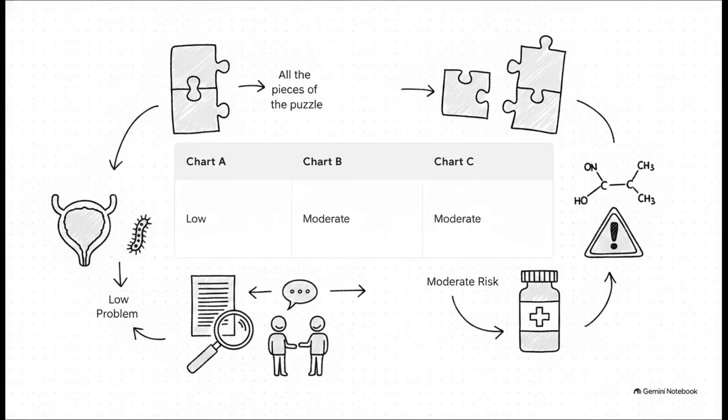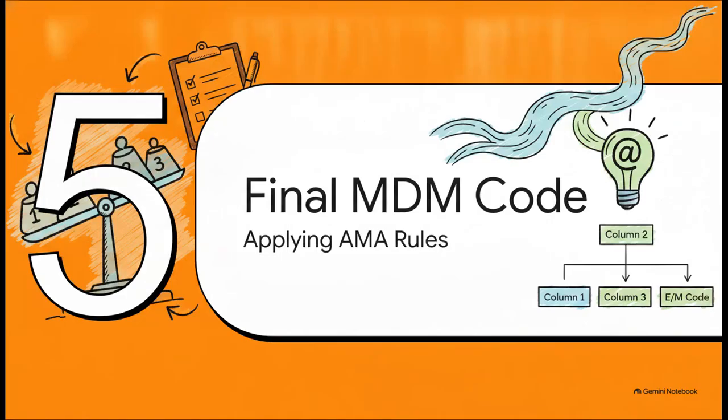All right, we've systematically deconstructed the whole chart. Under Chart A, the acute, uncomplicated UTI gave us a low problem. Under Chart B, the 2 tests plus the independent historian gave us moderate data. And finally, under Chart C, the antibiotic prescription gave us moderate risk. Low, moderate, moderate. We've got all our puzzle pieces. Let's put them together. Section 5, Final MDM Code Selection.